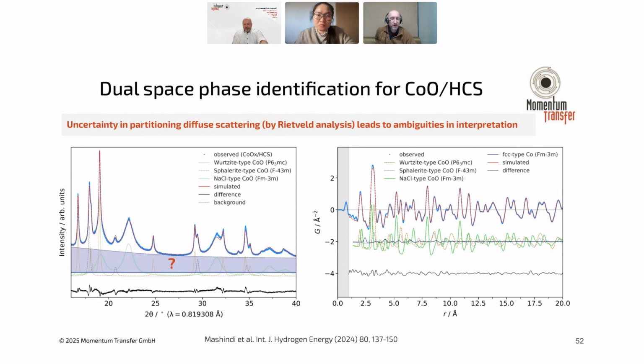And so what is the advantage of PDF? With PDF, through the processing of the data, we're removing those other scattering components that don't contain structural information. And so this gives us a better sensitivity to those components that we otherwise miss in fitting baselines with the diffraction pattern.